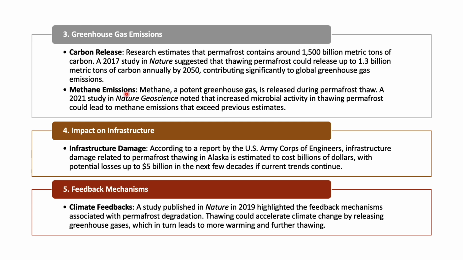And of course, methane emission is also another big problem. Methane, which is a potent greenhouse gas, is also released during permafrost thaw. A 2021 study in Nature Geoscience showed that increased microbial activity in the thawing permafrost could lead to methane emissions that exceed previous estimates. See, the methane is stored in the permafrost, but it is not simply released. The microbial activity also converts the soil carbon into methane.